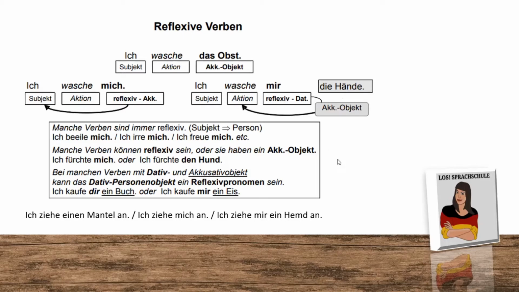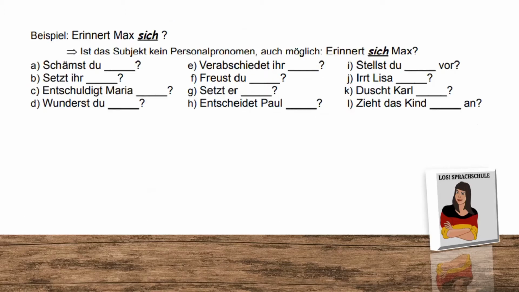Don't confuse it with a normal object. For example, I wash him his hands, or I wash me my hands. To count as a reflective verb or a reflective expression, we need to have either a reflection of the subject with accusative or with dative, where it reflects the action. We will practice this slowly. No need to panic. You will see it's actually easier than it sounds. Let's start with an example.